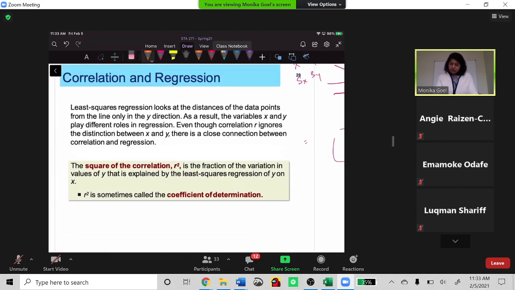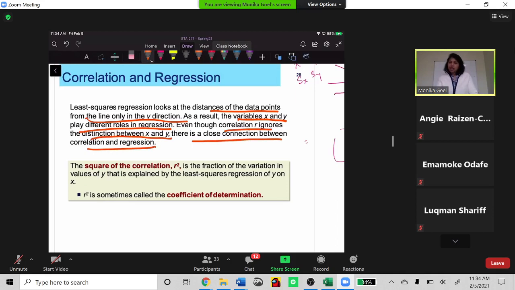So least square regression looks at the distances of the data points from the line only in the y direction, because we are looking for the response variable, and response is in y, and that's why we said that the distinction between x and y is important. As a result, the variables x and y play different roles in the regression. But in correlation, even though you do not know x and y, you can still find your value of r, or correlation.